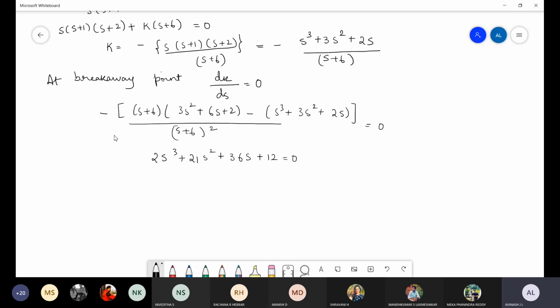I know that it will take some time for you to solve it. So you can just make a note of this and try it at your home, and check whether you get the same answer or not. So this is the equation. Now find the roots of the above equation.